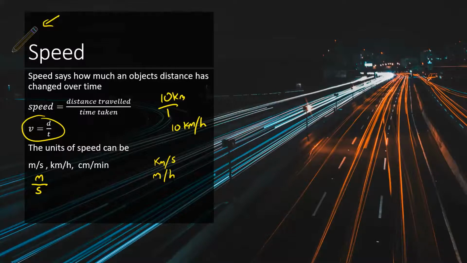I'll point out one last thing. Sometimes people in books and in tests are lazy. Because you've got seconds on the bottom here, you could think of that as seconds to the power of -1. This is from your index laws. When you write something to the power of -1, it puts it on the bottom of the equation. This is just another way of writing meters per second. It's the same thing, just written a little differently.